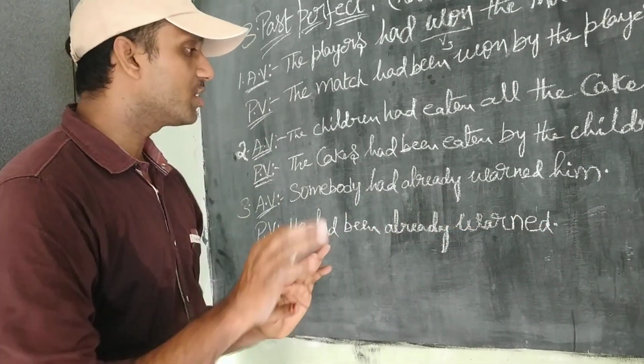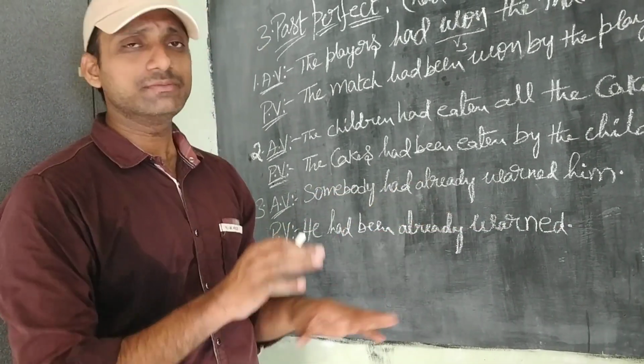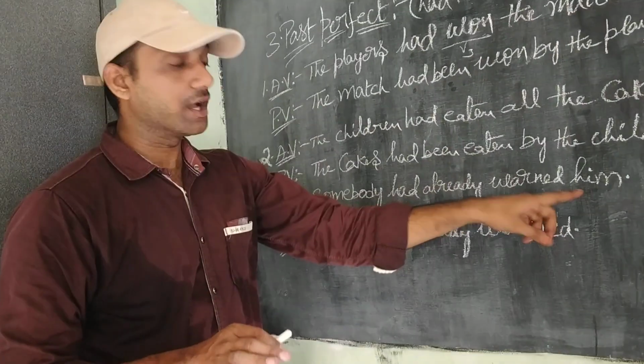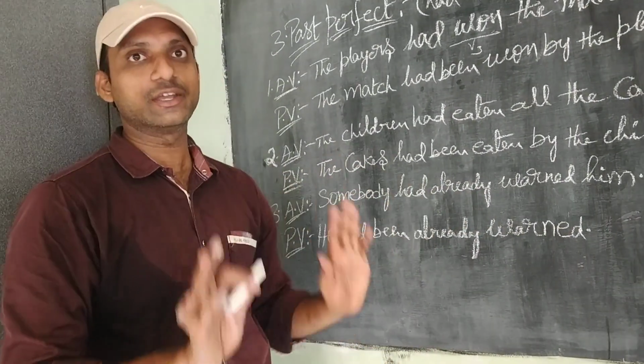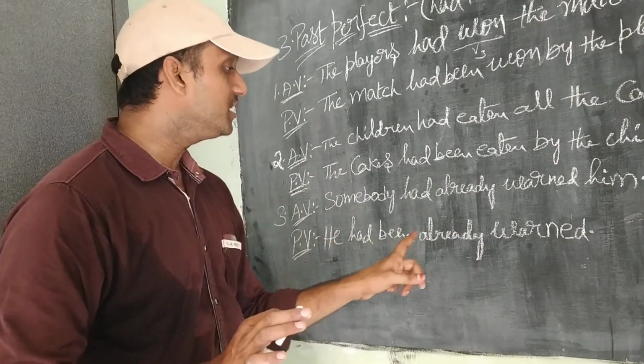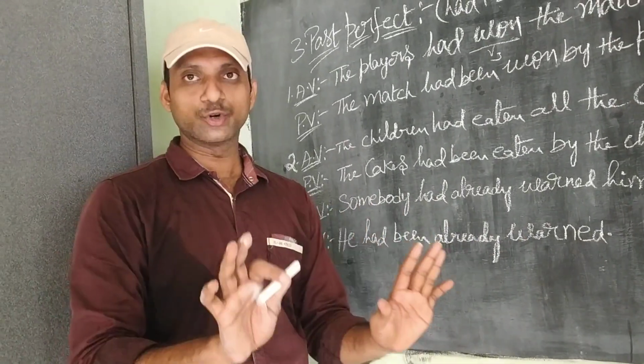By someone is not required. Who gave warning to him? It doesn't matter. Who took warning? How he took warning? It is very important. Okay. He had been already warned. That's the most important. Okay.